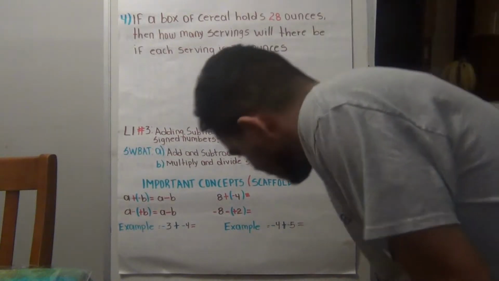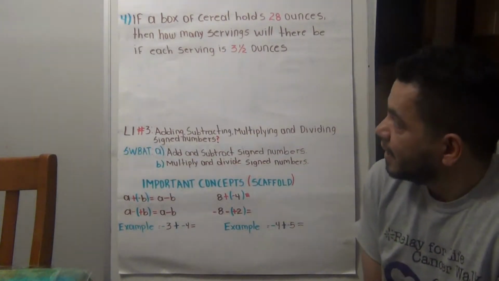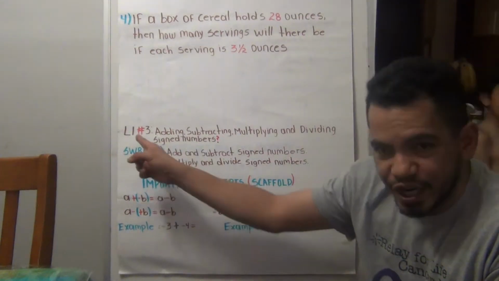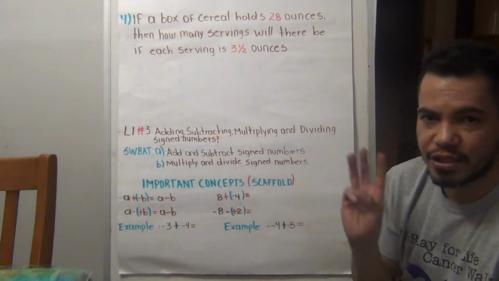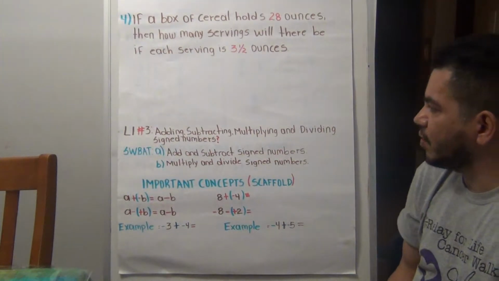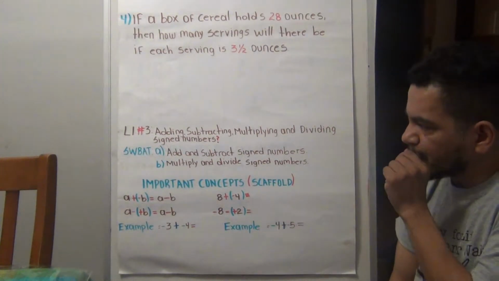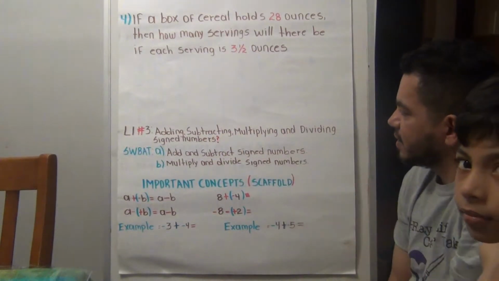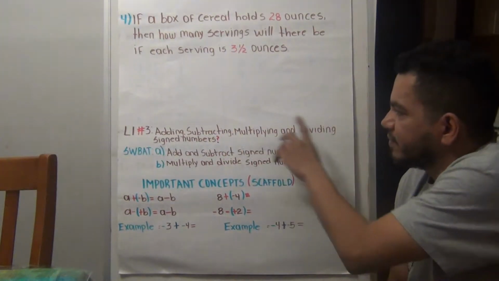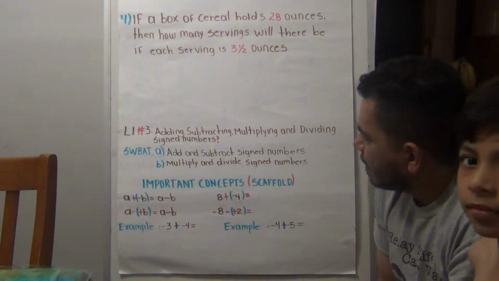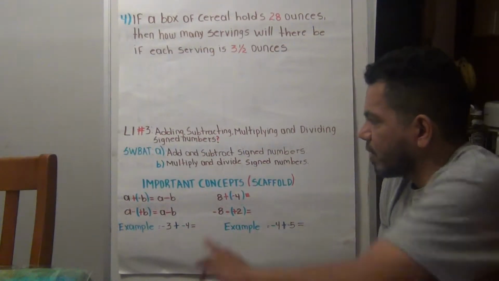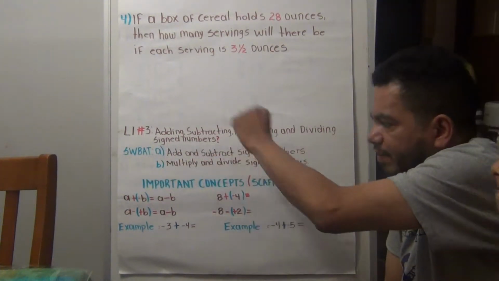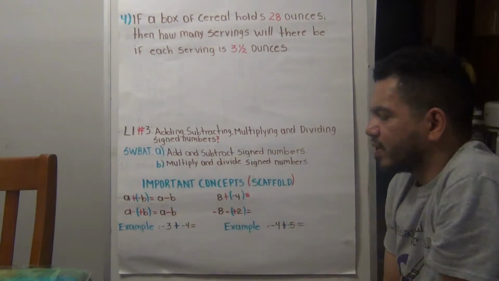Alright, so today we're going with learning intention number 3, okay? Basically, we're going to be adding, subtracting, multiplying, and dividing signed numbers. Students will be able to, and so on. Now, these are important concepts, okay?